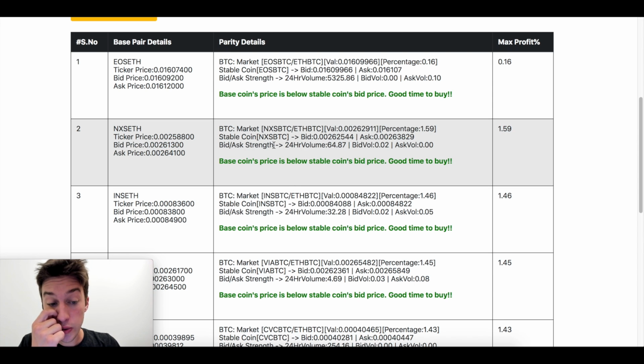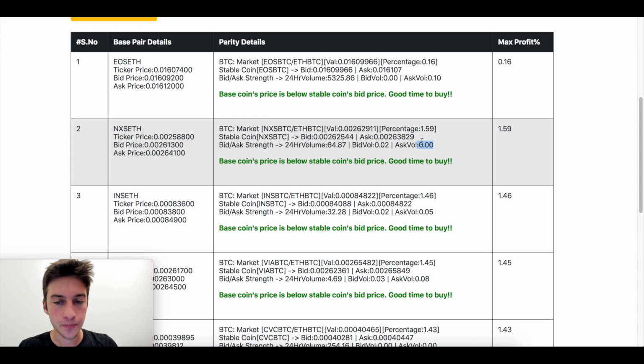What it also gives you is the bid and the ask strength and price. So currently, NXS BTC has an indicated bid at 2.625 and an ask at 2.638, as you can see. And what we also see is that the bid-ask strength in Bitcoin of NXS BTC is currently 0.002, and really we have no offer.